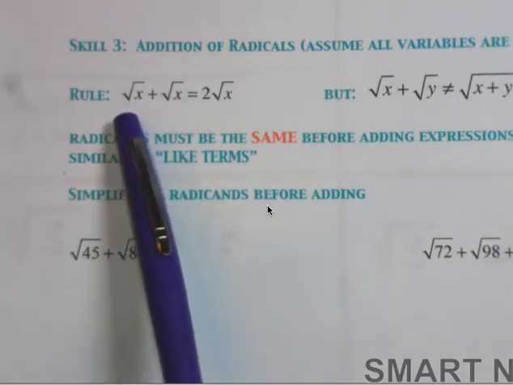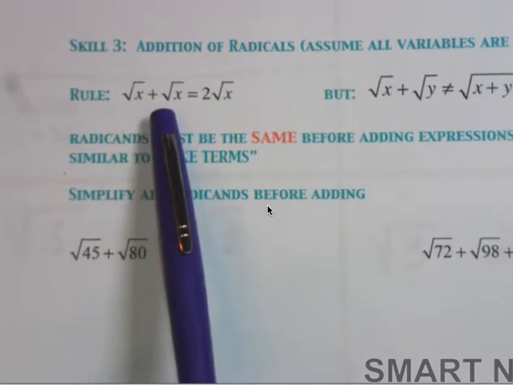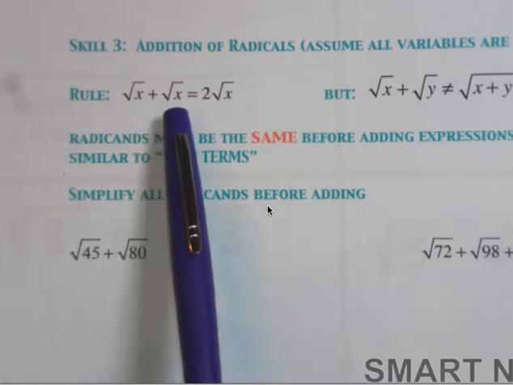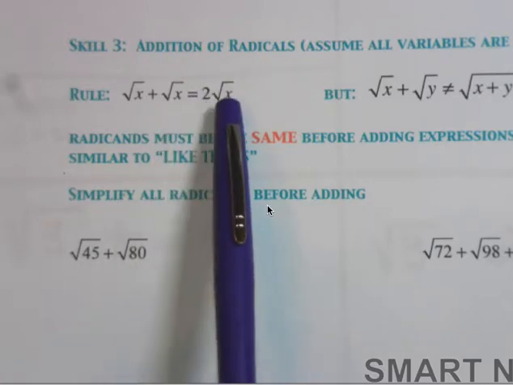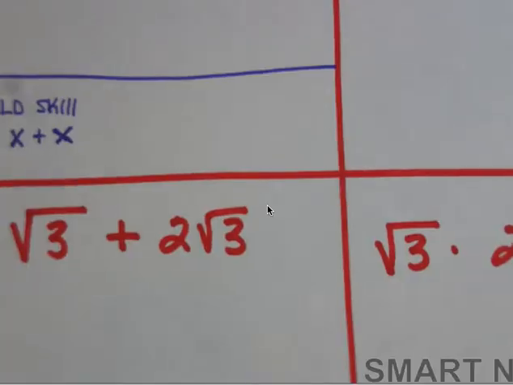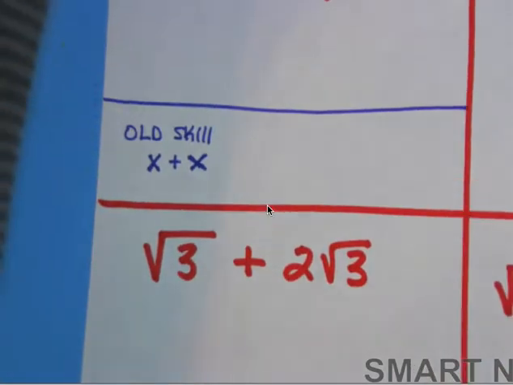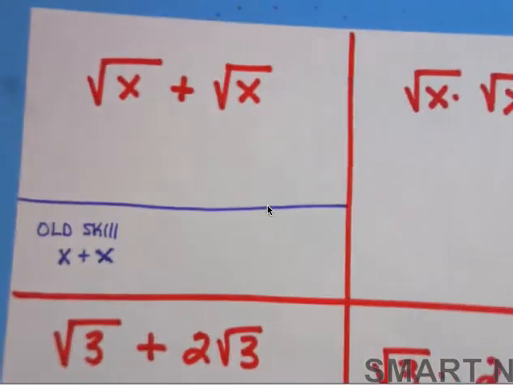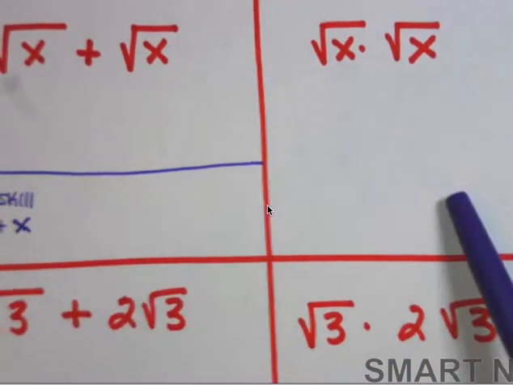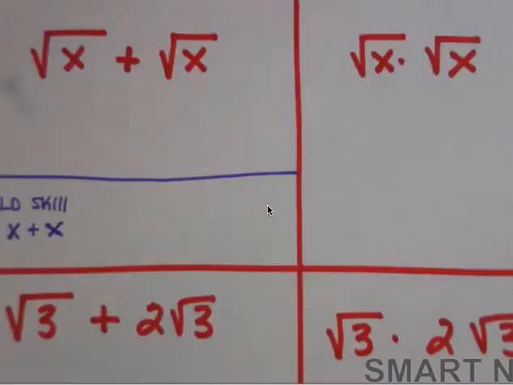So the basic rule example that I have here, the square root of 2 plus the square root of 2 would simplify down to 2 times the square root of 2. So I want to switch for a minute to some notes that I've made to try to link this back to an older skill. I would like to compare adding to multiplying, and then I'm going to move back to this sheet and do the problems on this sheet.